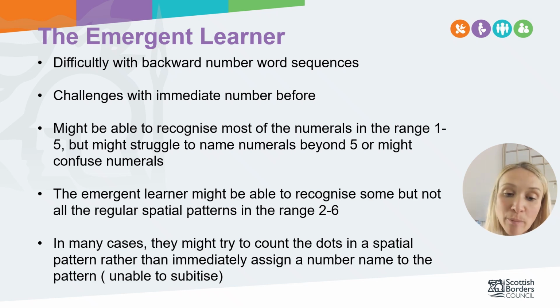Coming now on to think about patterns. They might be able to recognise some domino patterns or some random array patterns or dice patterns, but they might not be able to know instantly what it is. So again, that's the impact on their subitizing skills. They might want to individually count the dots, rather than being able to instantly look at a pattern and tell you whether that's, say, 4 or 5 dots. So just being really mindful of these things is going to dictate which level of skill the learner is going to be starting at.